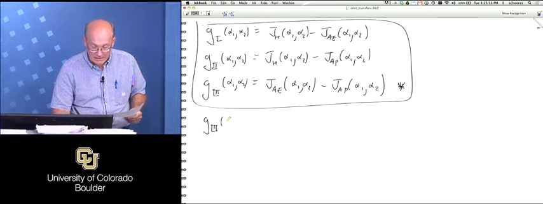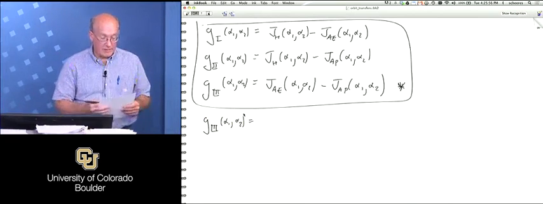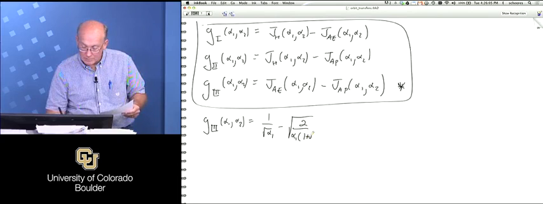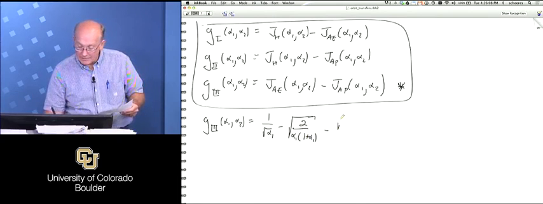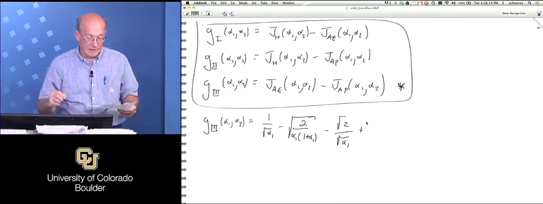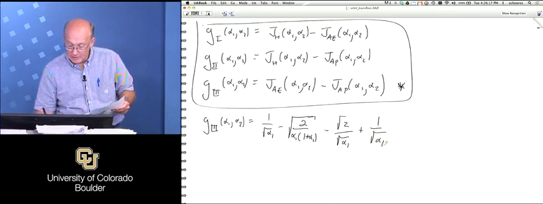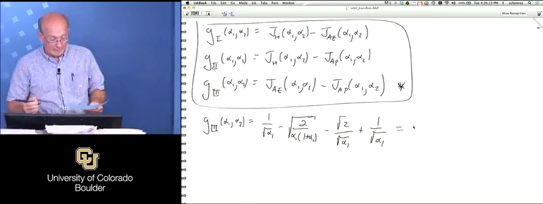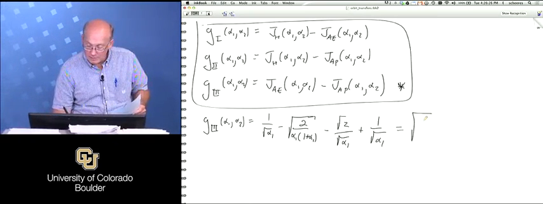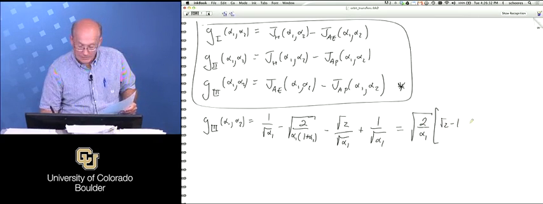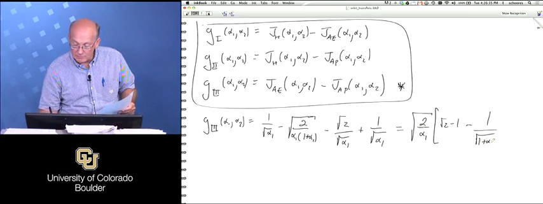So G3 turns out to be 1 over root alpha 1 minus root 2 alpha 1, 1 plus alpha 1, minus root 2 over root alpha 1 plus, because it's minus 1 over root alpha 1. Okay? Do the math. Simplify. This guy is equal to square root of 2 over alpha 1 times root 2 minus 1 over root 1 plus alpha 1.